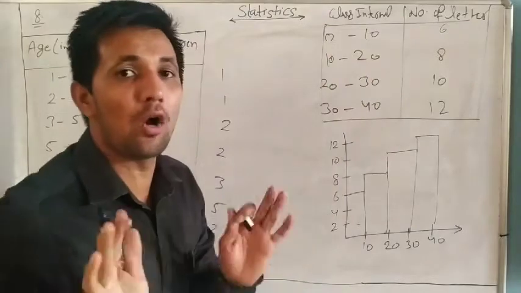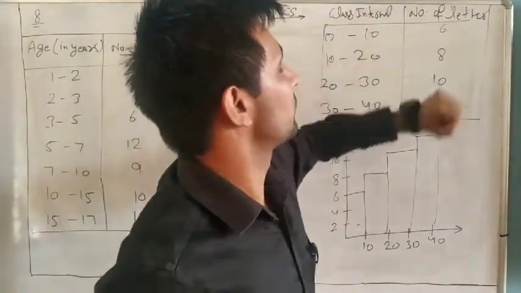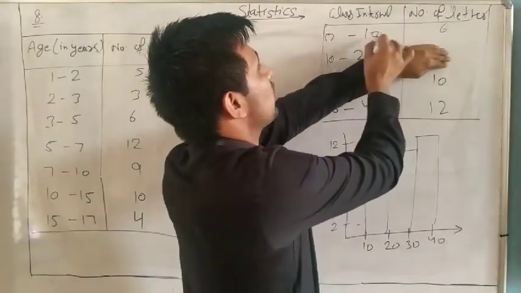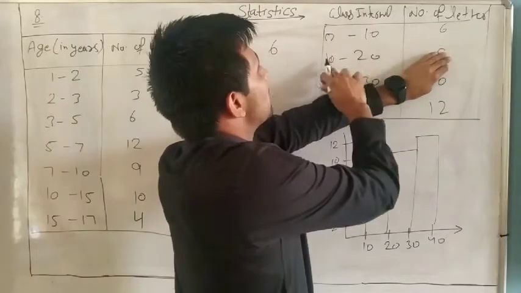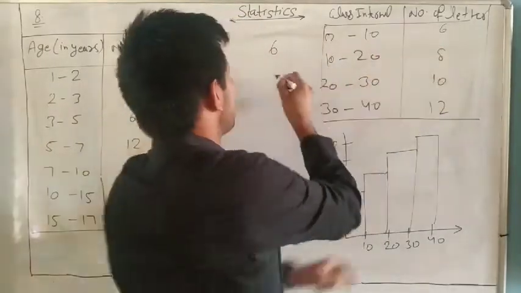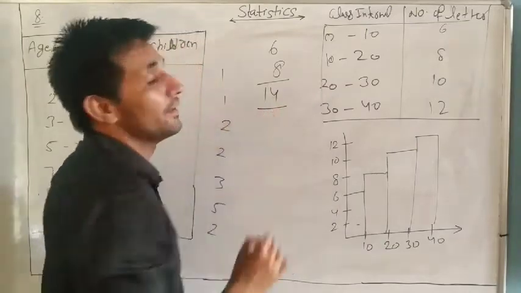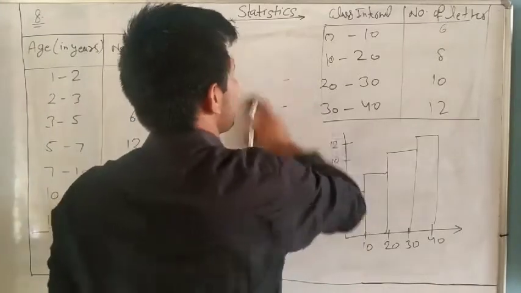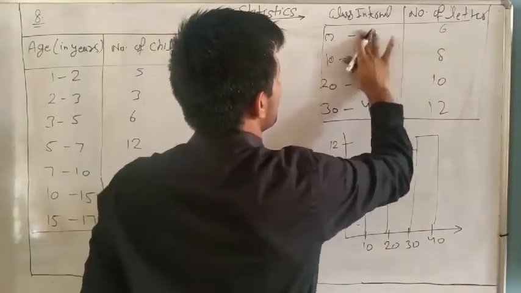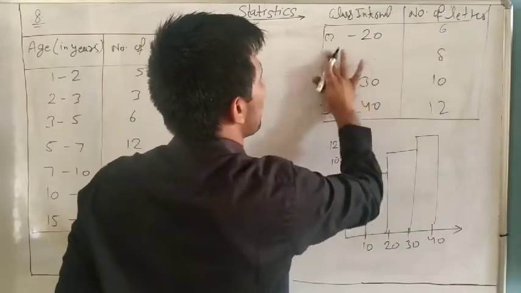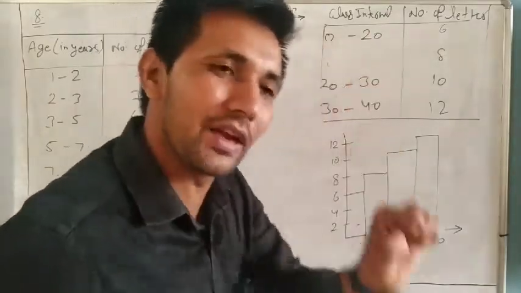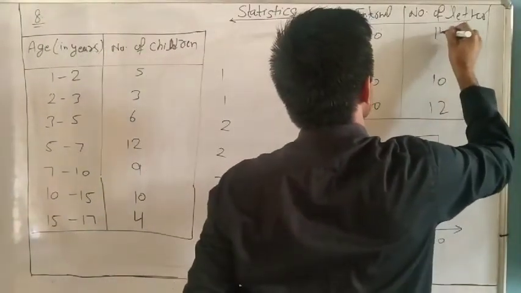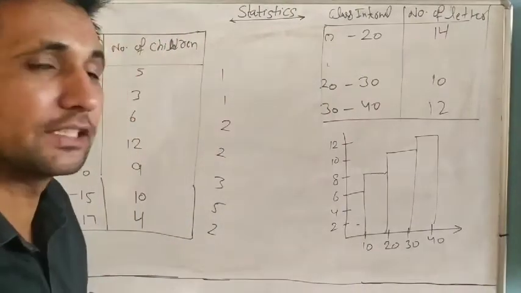If I ask how many students got less than 20 letters, so less than 20 includes 0 to 10, which is 6, and 10 to 20, which is 8. How many students got letters from 0 to less than 20? 14 students. If I write 0 to 20 directly, it means 0 to 10 is also included and 10 to 20 also, so 6 plus 8, these are 14. Understand or not? These are 14.